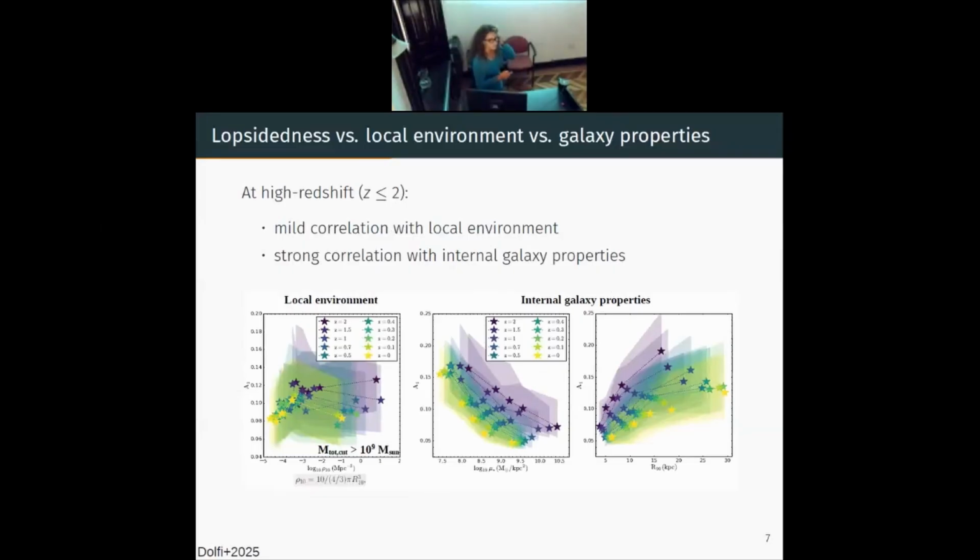And when we extend our sample selection at higher redshifts, up to redshift 2, we see that we continue to find similar results. So here we see the correlation between A1 and the local environment, considering the density of the 10 nearest neighbors. And we see there is only a very mild correlation, but there is a much stronger correlation when we look at the amplitude of the A1 with the central stellar mass density and the R90, so the disk extension. So the lopsided galaxies tend to have more extended disks and be less centrally dense.